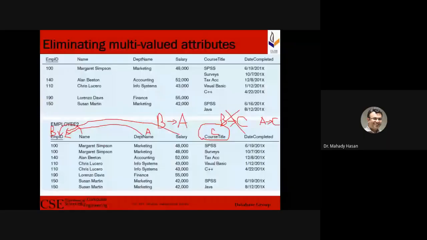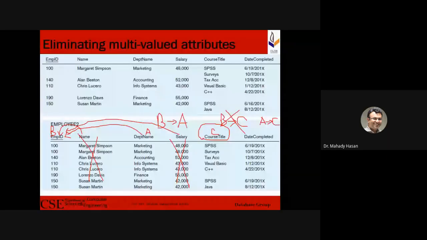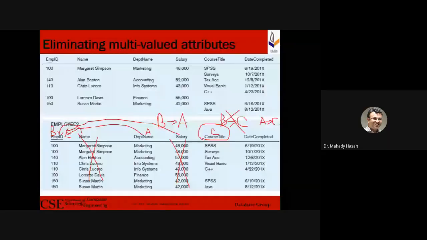So definitely I can cross this one, because this is also dependent on B. I can cross this one, right? This is because this is also dependent on D. So C cannot be identified by employee ID or name or department name or salary, right? Yes, sir. If so, can C be identified by anyone else? No, sir.